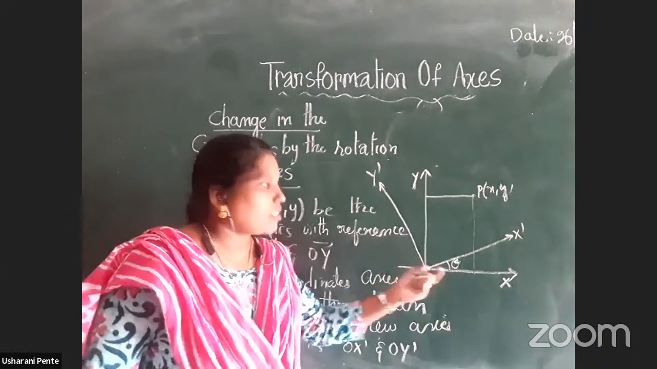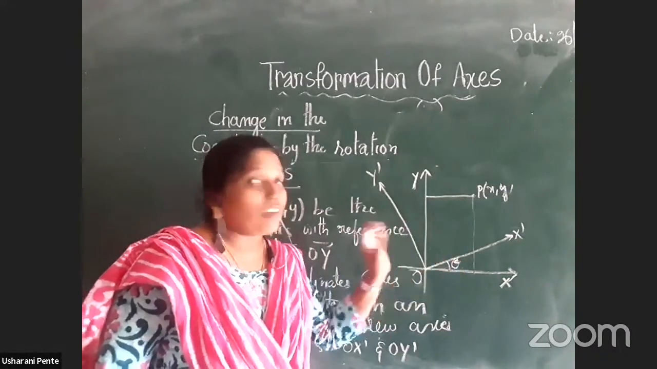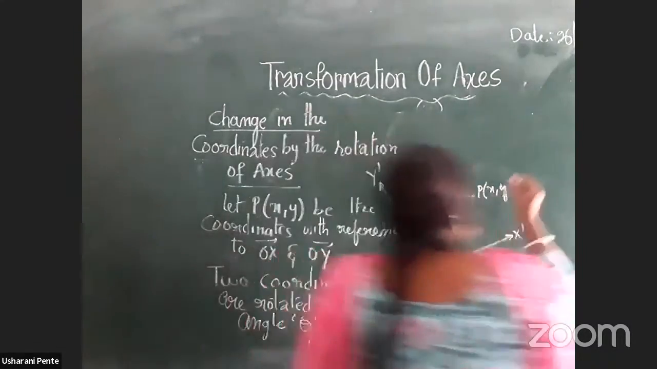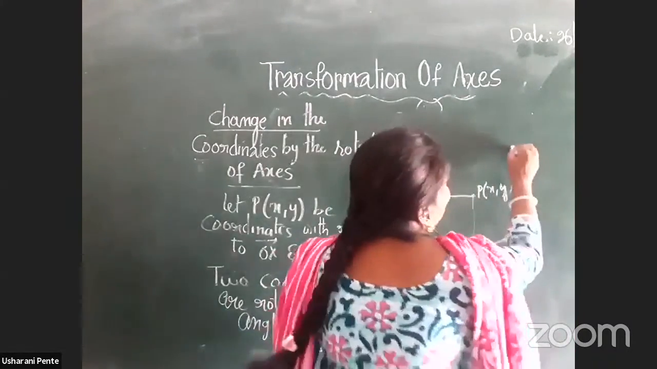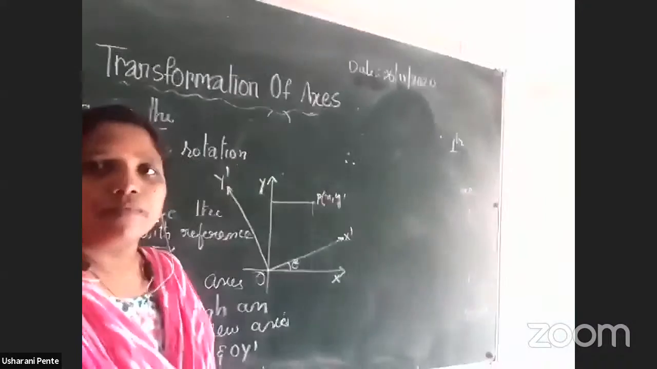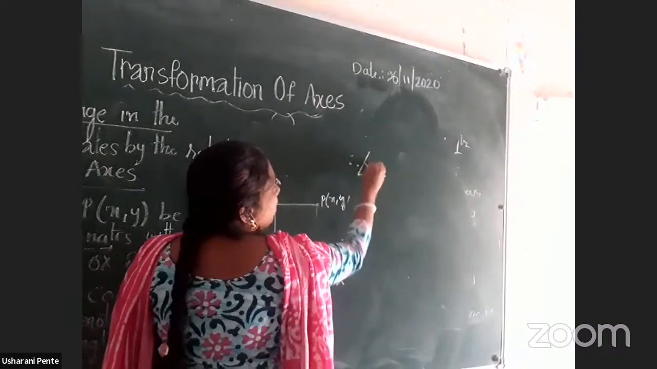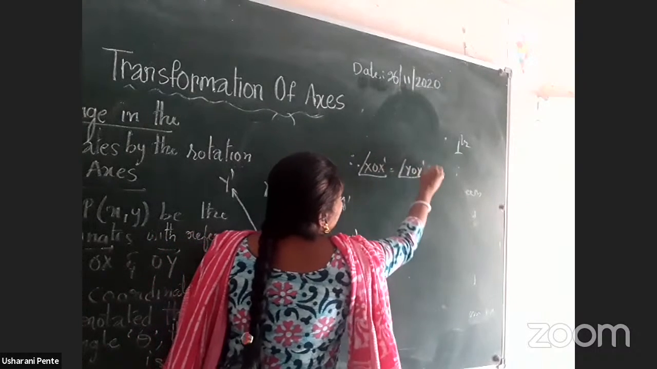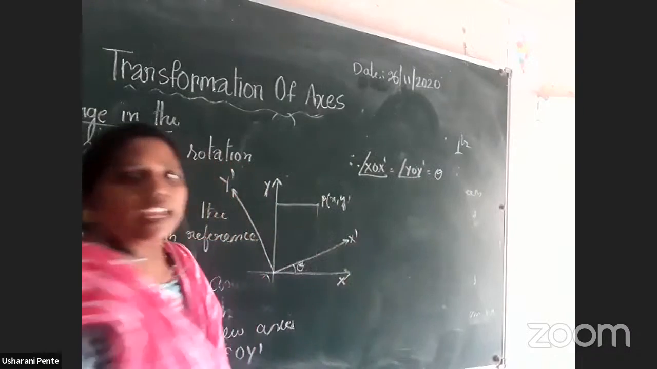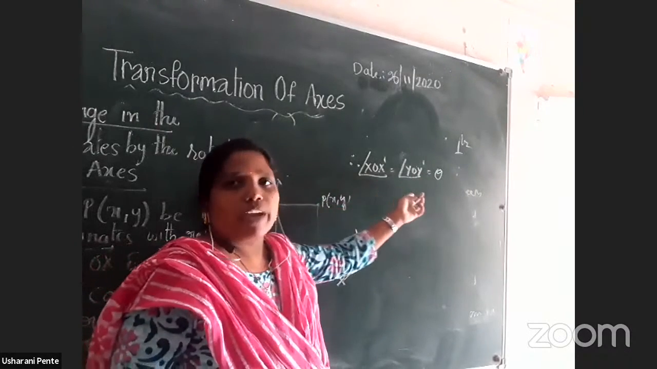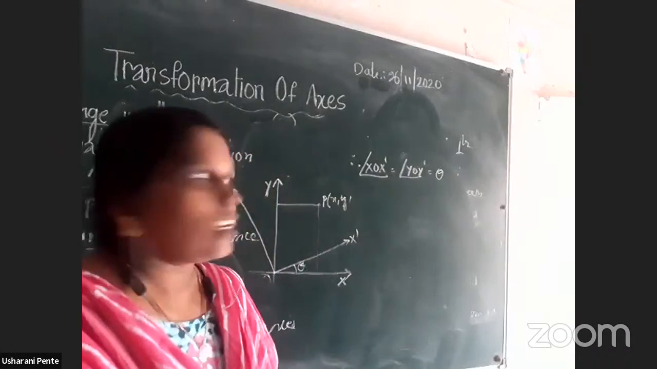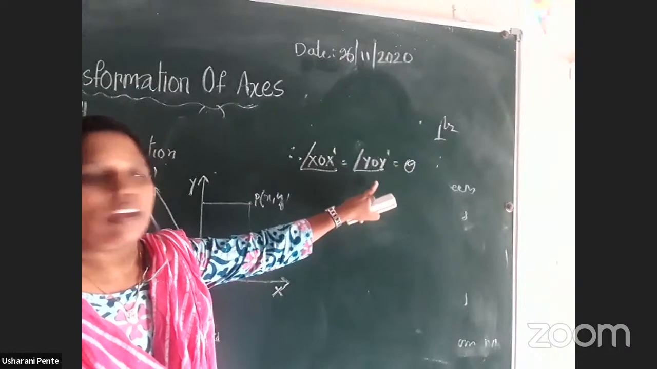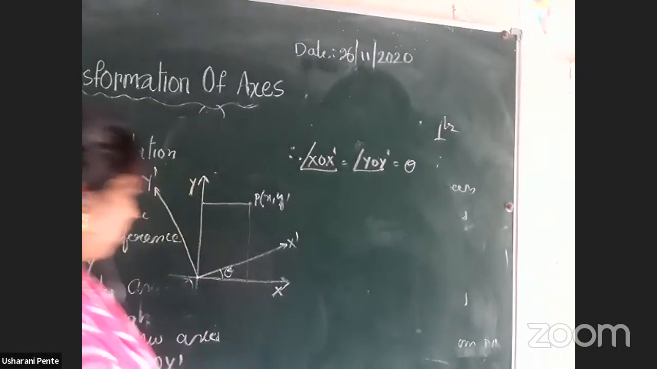In the definition, we have seen that the rotation will be through equal angles. Therefore, we can write angle XOX dash is equal to angle YOY dash is equal to how much? Theta.